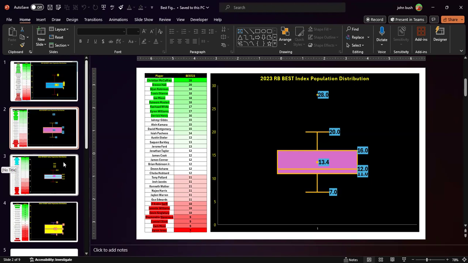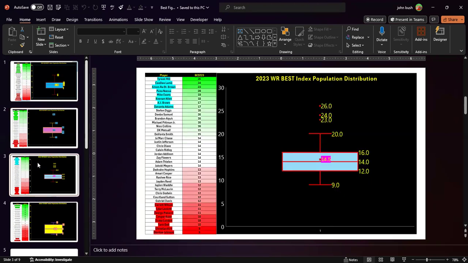But anyway, shall we move on? Because man, I didn't realize we could talk about this. Yeah. So let's go on to wide receivers.